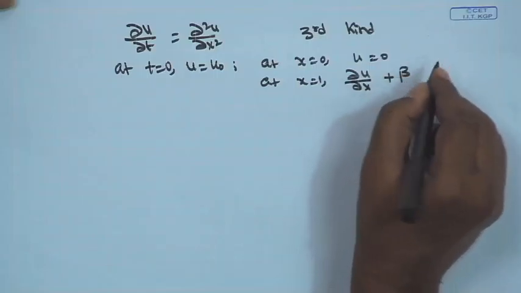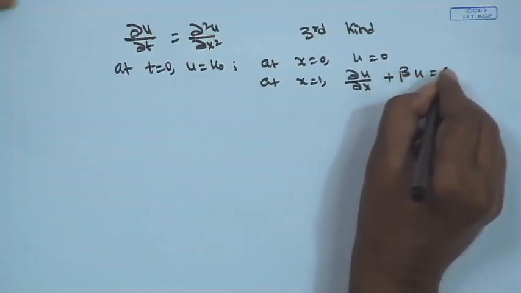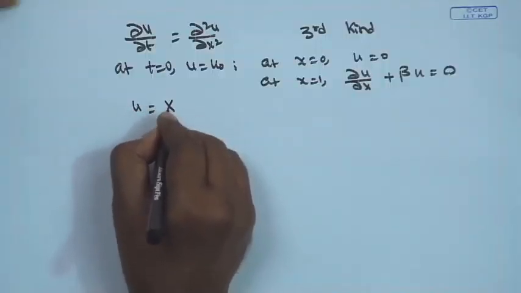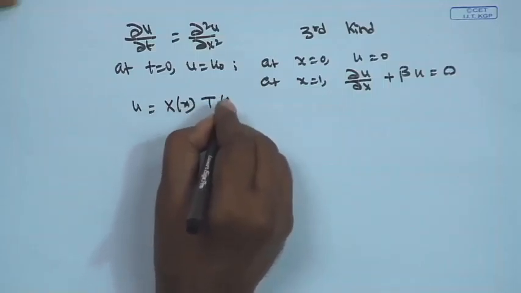beta u is equal to 0. So, it is a Robin mixed boundary condition prevailing at the boundary at x equal to 1. So, now we will again do a separation of variables type of solution. So, u is equal to X of x multiplied by T of t.